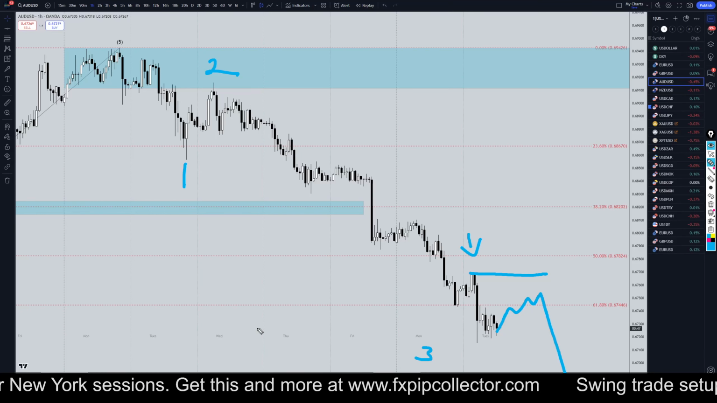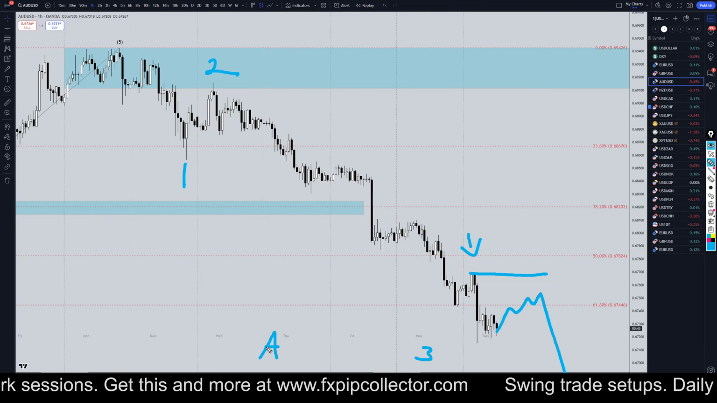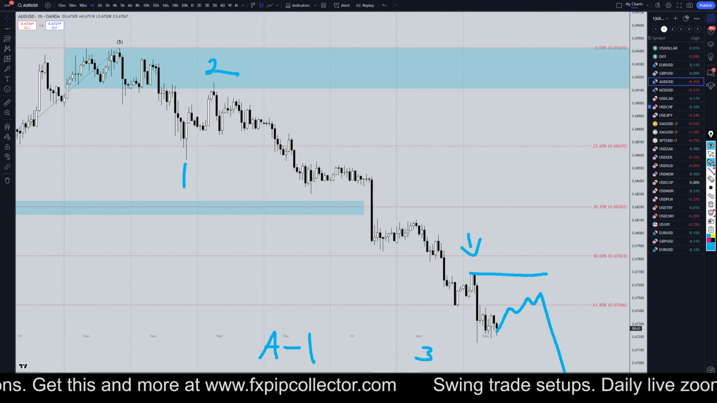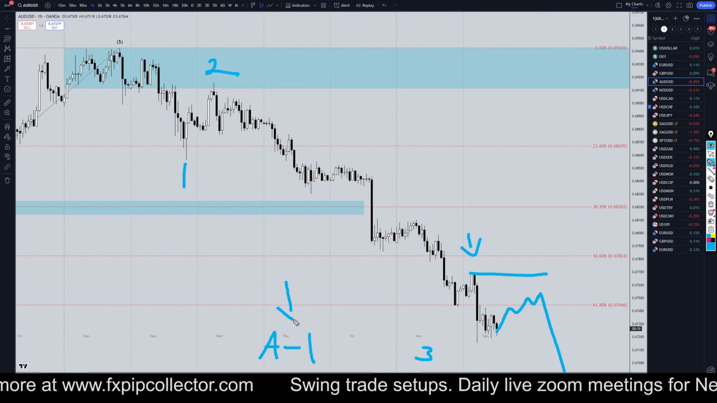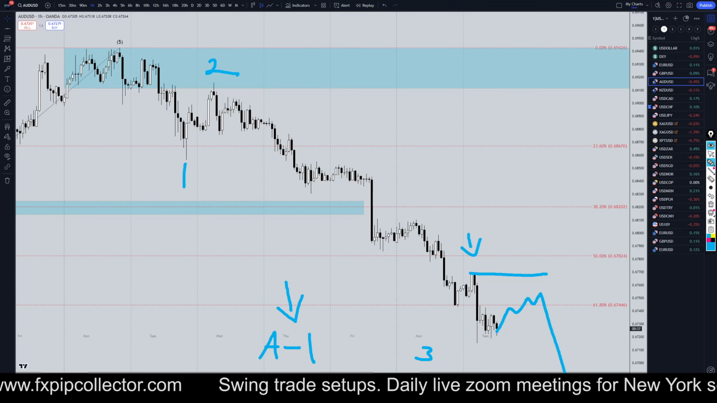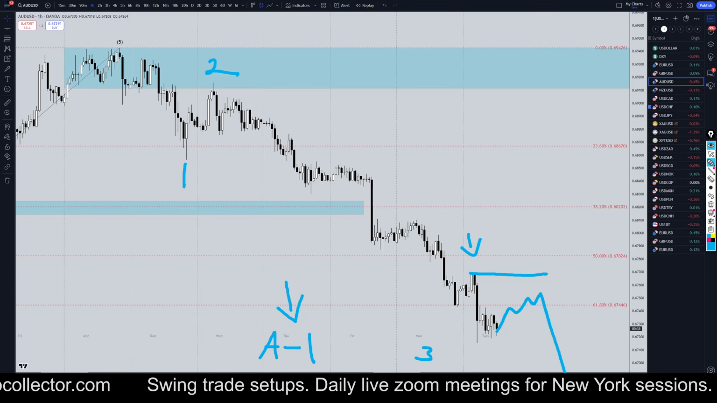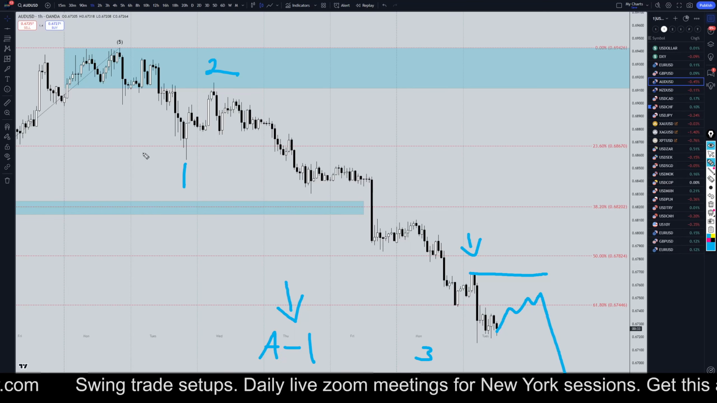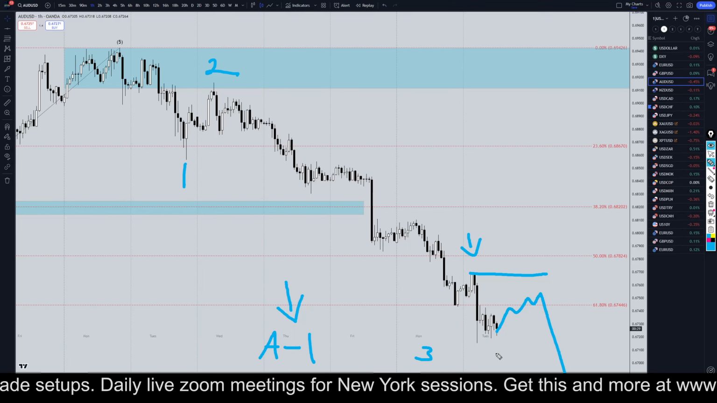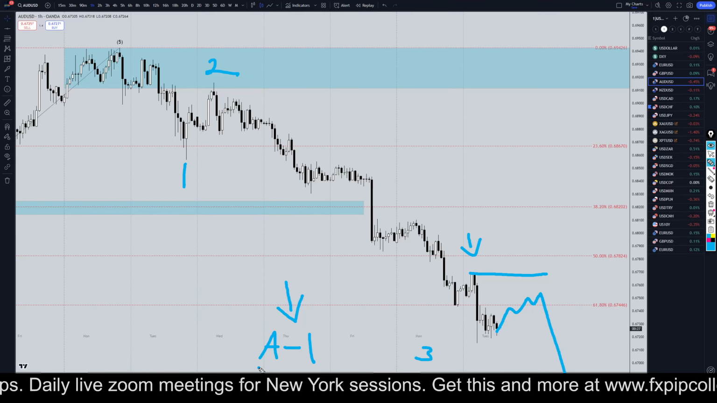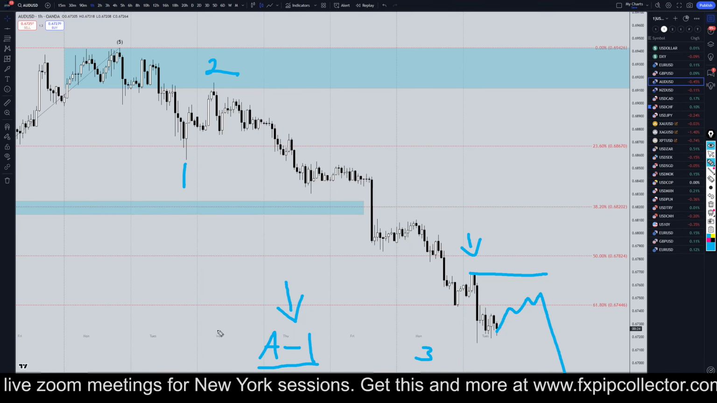This whole move down, like I was saying, is probably either a wave A or a wave 1 on the much higher time frames. Either way, the trading strategy is exactly the same whether it's an A or a 1. So for me, it doesn't really matter to bother myself whether it's an A or a 1 because the trading strategy is exactly the same, which is looking for shorts on these time frames until we can see that the A or 1 is complete.